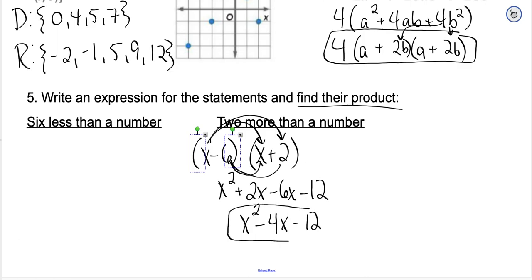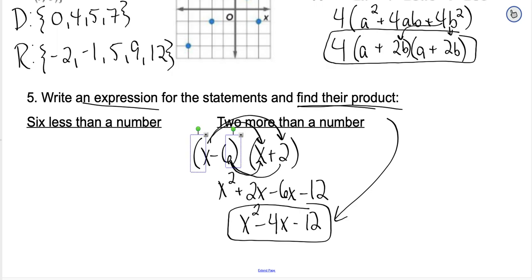Okay? You might want to factor that when you're done, but remember, if this is just telling me write an expression, find their product, I'm done. It doesn't say factor anywhere. Okay? Factoring is something different. So as soon as you FOIL it out, right there, you're done. Okay? So that concludes the quiz review. If you need to take a few more seconds to look at your notes, that's fine. Otherwise, we'll begin the quiz, and then we'll go over the lesson.